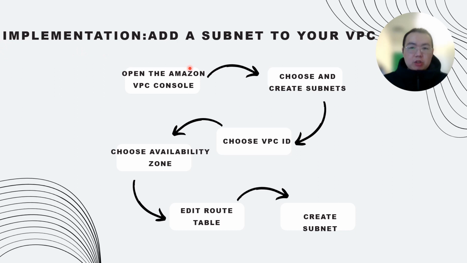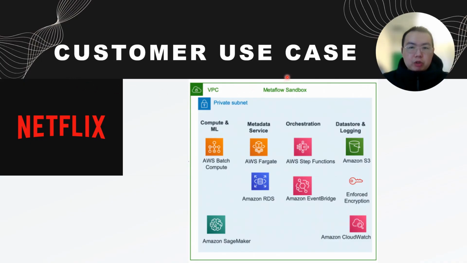Next is how to implement a subnet for VPC. Please follow the flowchart. First is open the Amazon VPC console, then choose and create a subnet, then choose VPC ID, choose availability zone, then edit the route table, such as adding the needed route, and the last is to create a subnet. Now, I want to introduce AWS VPC's customer use case.